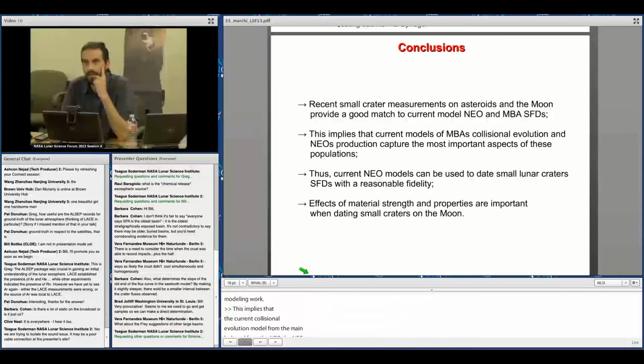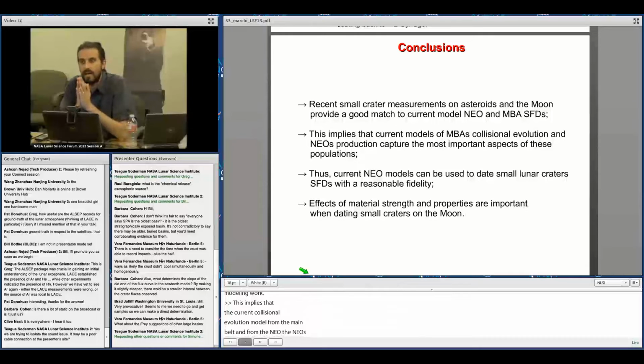given that we find such a good fit. And finally, we can say now, safely, I would say, that we can use current NEO models to make reliable predictions on the age of a very young lunar terrain, which has to be done using very small craters. So this is something we can now say, I believe.